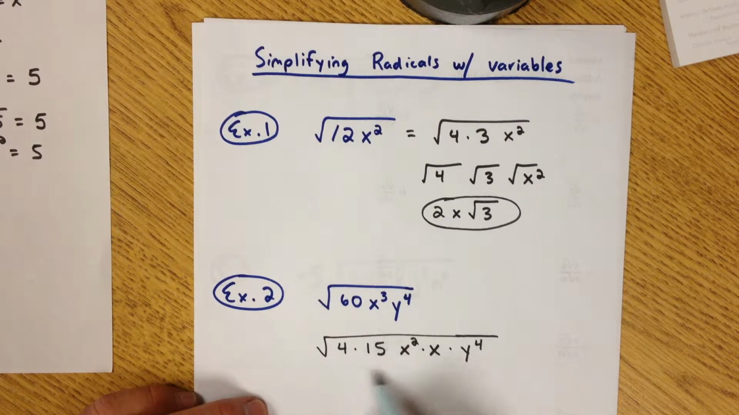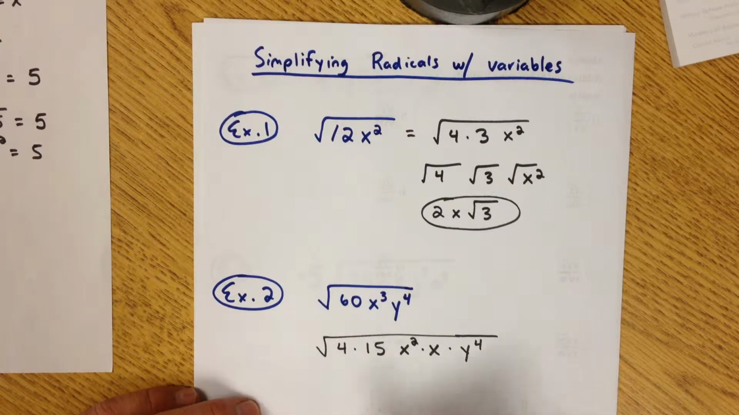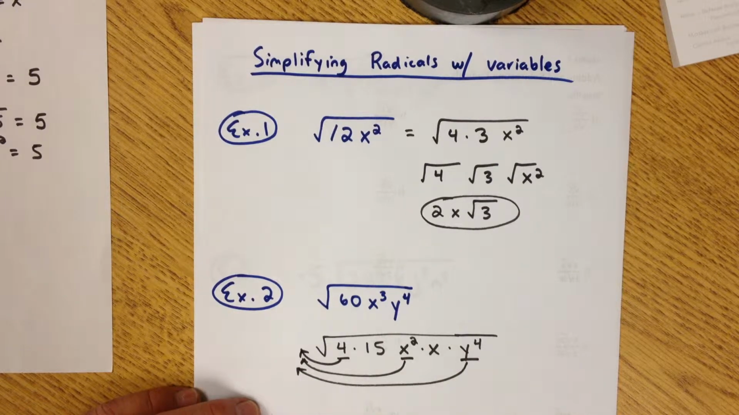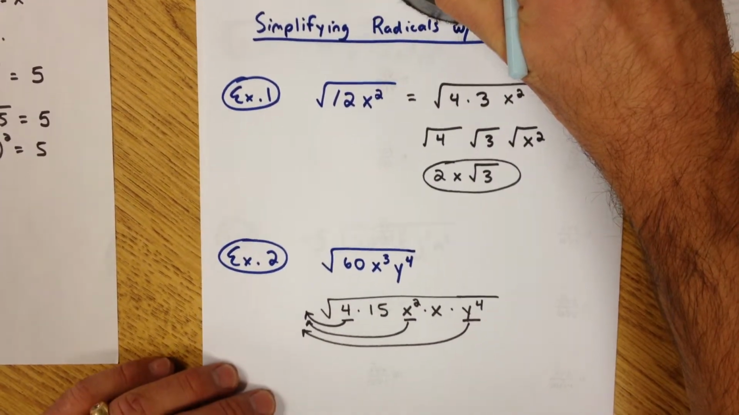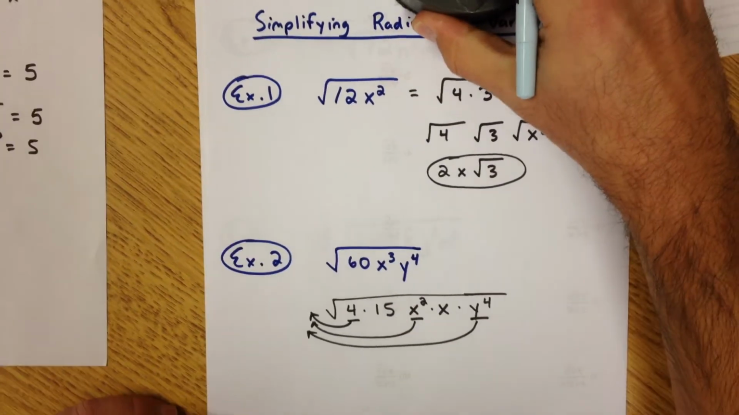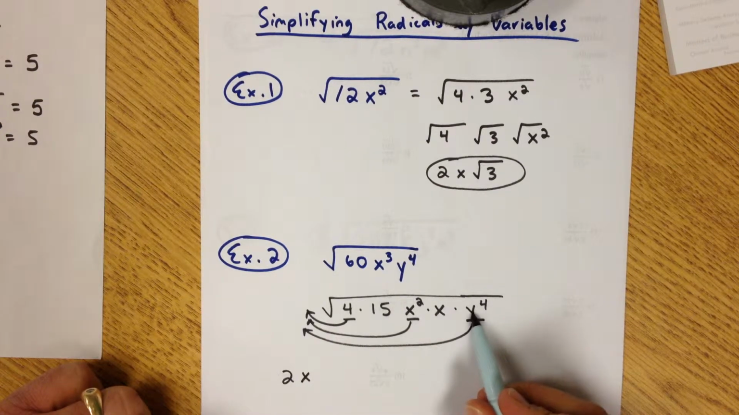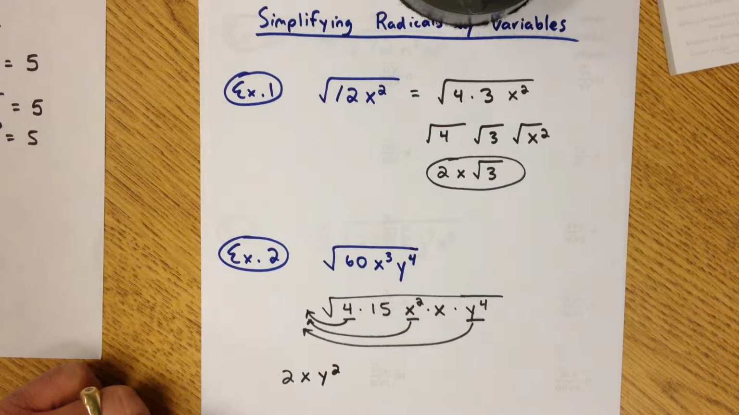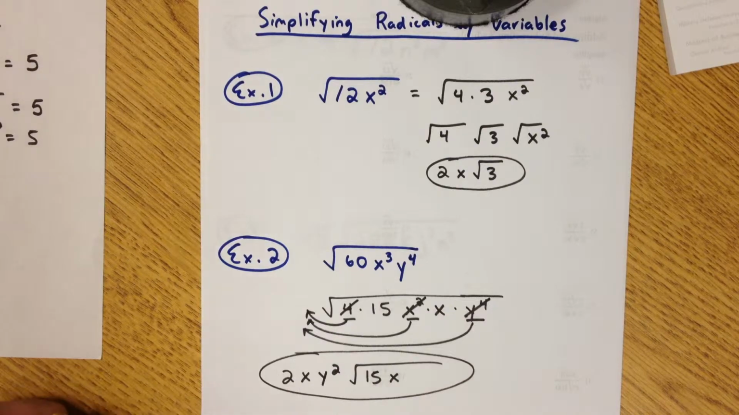So instead of having to write all this back out again like I did up here, it's easier to say, okay, which ones are my perfect squares? This one, and this one. So those are all going to end up out front. They're gone. So rewrite those and then cross them out. So the square root of 4 is 2. The square root of x squared is x. And the square root of y to the fourth is y squared. So all three of those went out front. What's left? The 15 and the x. And we are finished.